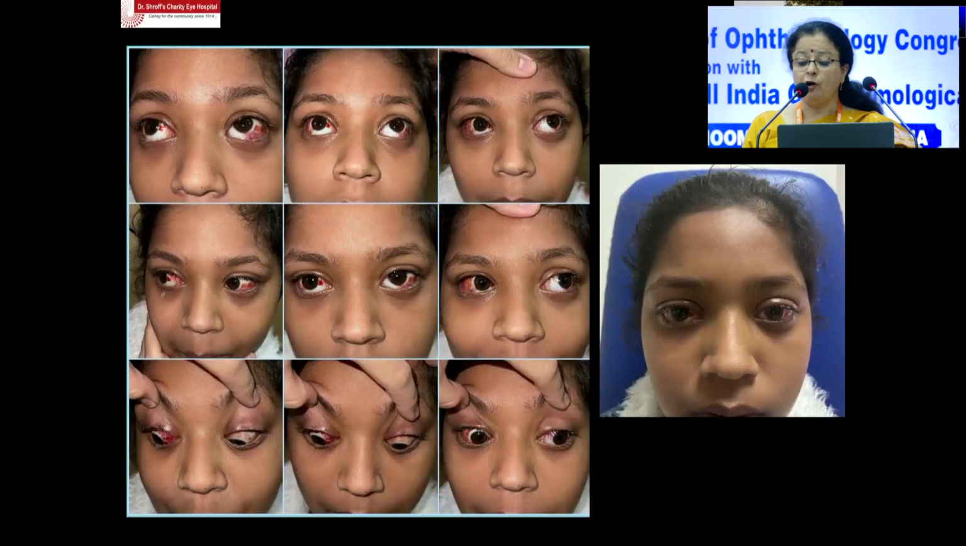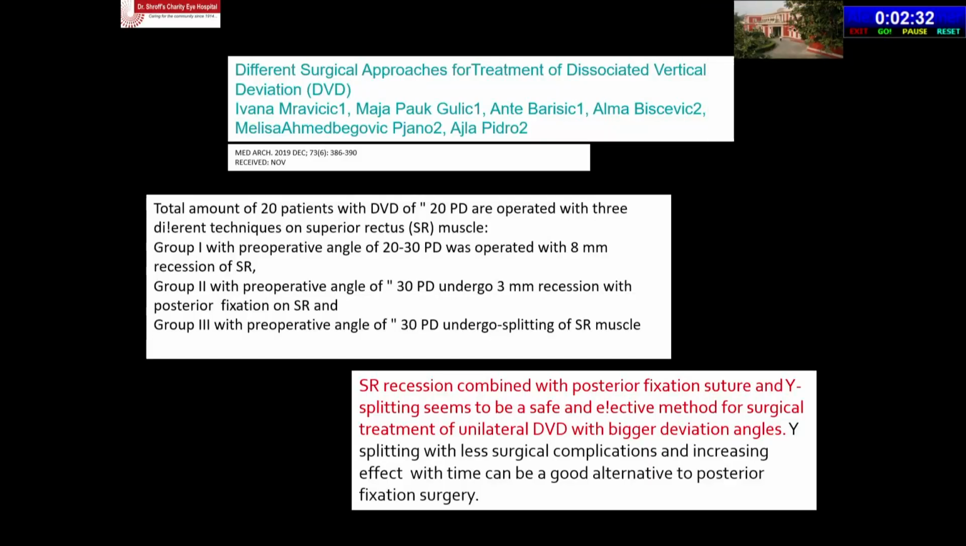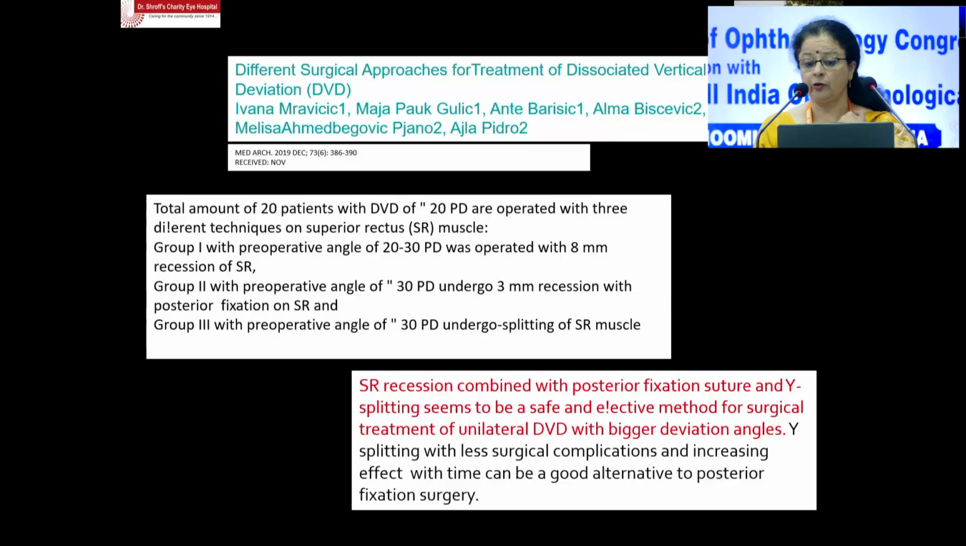After some time we found that in the right eye there was still residual DVD, so we may have to do an inferior rectus plication later on. I looked up the literature, and there was only one paper published, done in 3 arms. In one arm they did superior rectus recession, in the second a 3 millimeter recession with a posterior fixation, and in the third a splitting of the superior rectus muscle. They found that Y splitting was a safe and effective surgical method for unilateral DVD with bigger deviation angles. So this could be a good alternative to posterior fixation surgery.